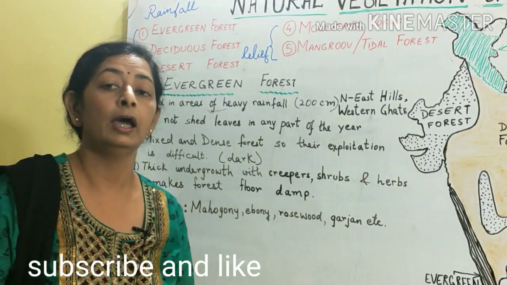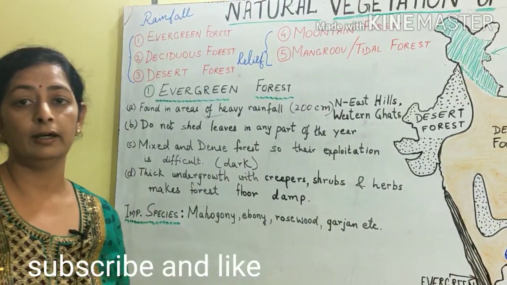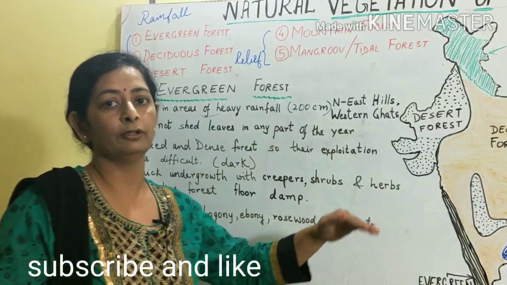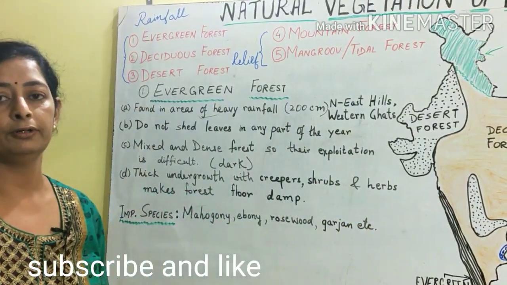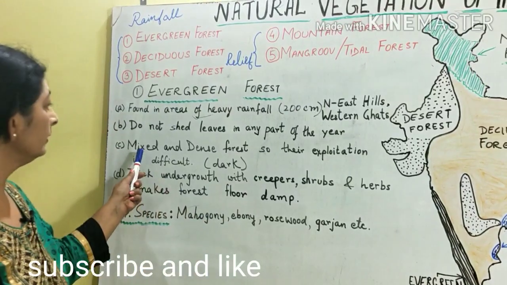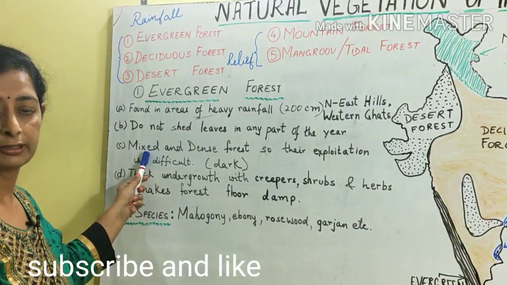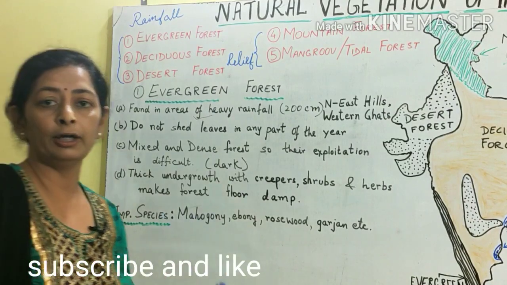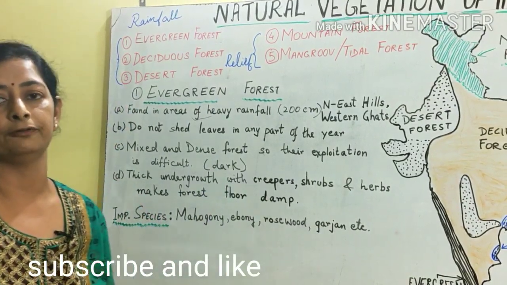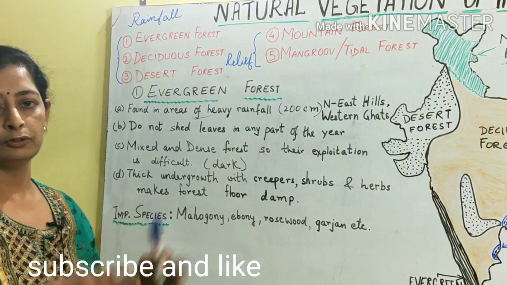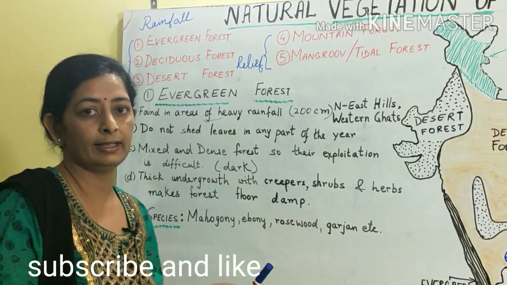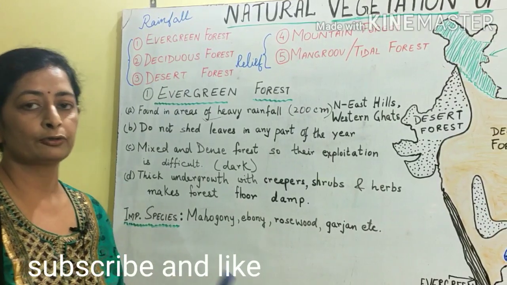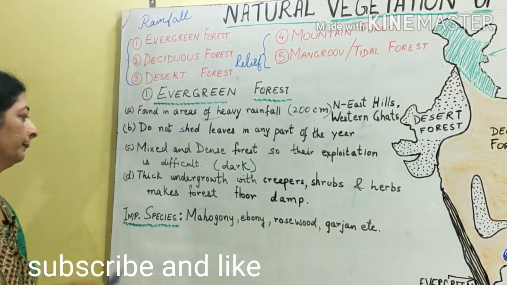Now these forests are dark also, because the canopy of trees does not allow the sunlight to penetrate through the forest. So it remains dark. And these forests are mixed forests, meaning mixed species of trees are found here. So exploitation of a particular species of tree is not possible. Since the forest has a large number of different species of trees, their exploitation is difficult.